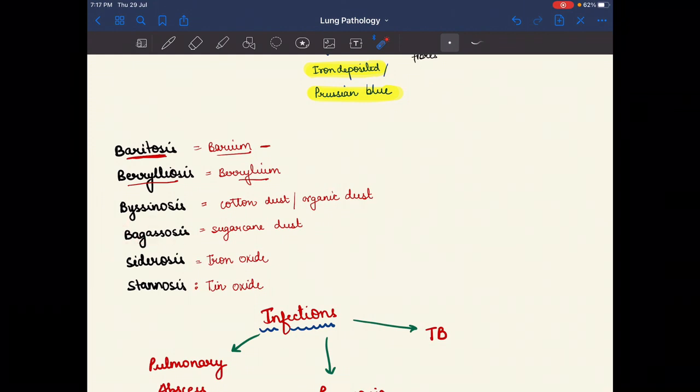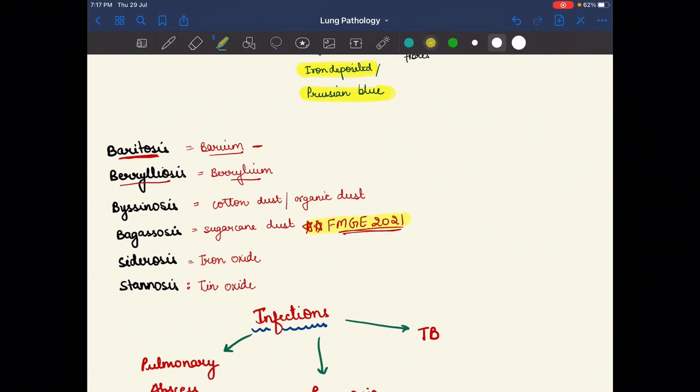And bagassosis, like in the bag we planted sugarcane, so bagassosis means sugarcane dust. Bagassosis is due to sugarcane dust, and it is important because it came in the FMG 2021. Please remember this. So sugarcane dust, bagassosis.